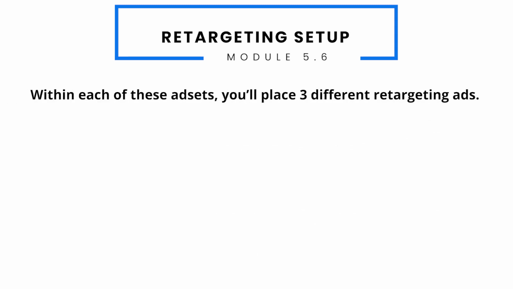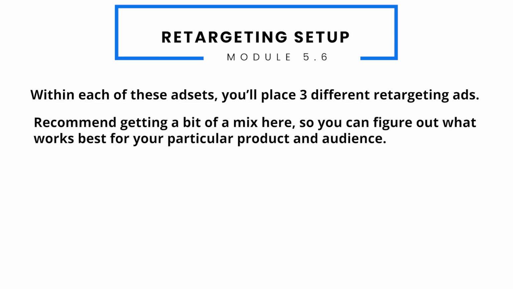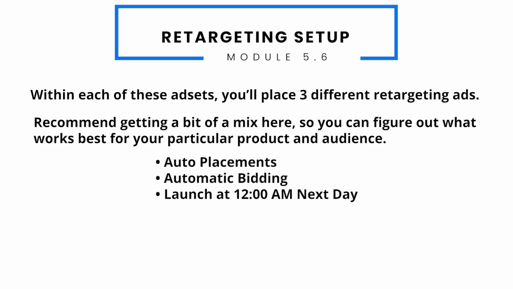Within each of these ad sets, you'll place 3 different retargeting ads. These don't necessarily have to be 3 different types though. You could have 2 different testimonial ads and 1 functionality ad. And that being said, I would recommend getting a bit of a mix here so that you can figure out what works best for your particular product and audience. And as for the other settings, you'll be using automatic placement, auto bidding, and schedule the campaign to launch at midnight for the next day.